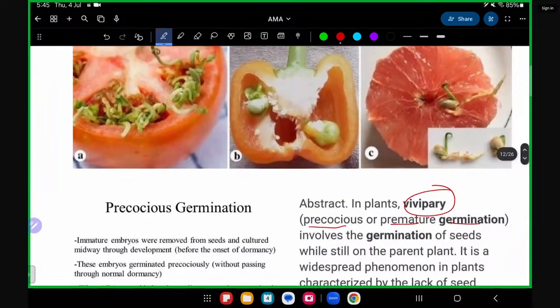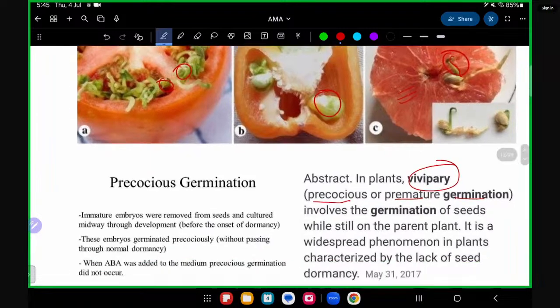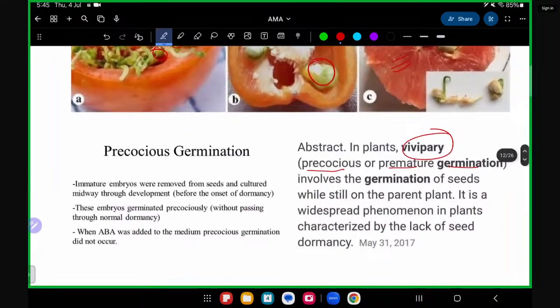You can see these are the seeds. This is the process of germination. Germination of seed while it is still on the parent plant is known as what? Precocious germination or premature germination. Why is it taking place? Because it lacks the seed dormancy period. It skips the seed dormancy period.